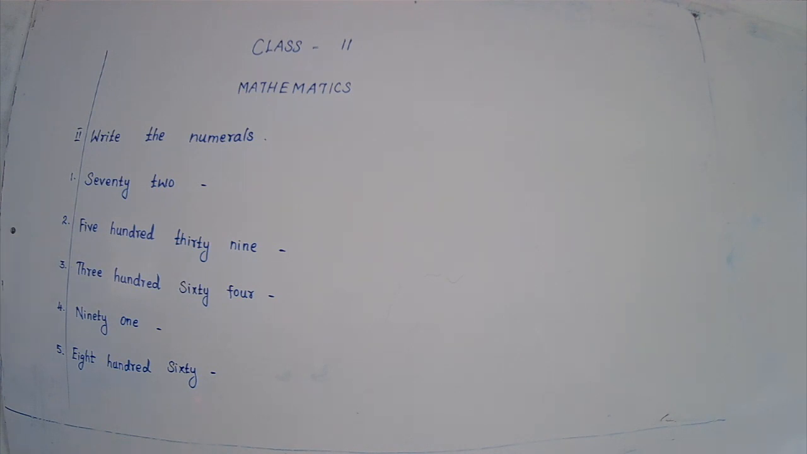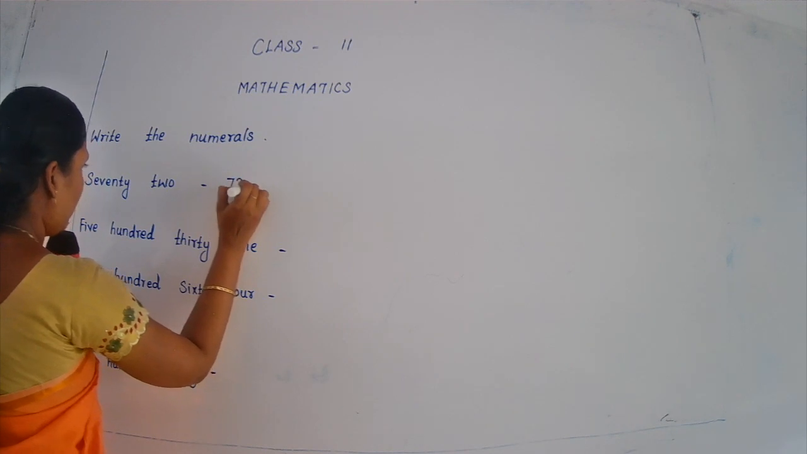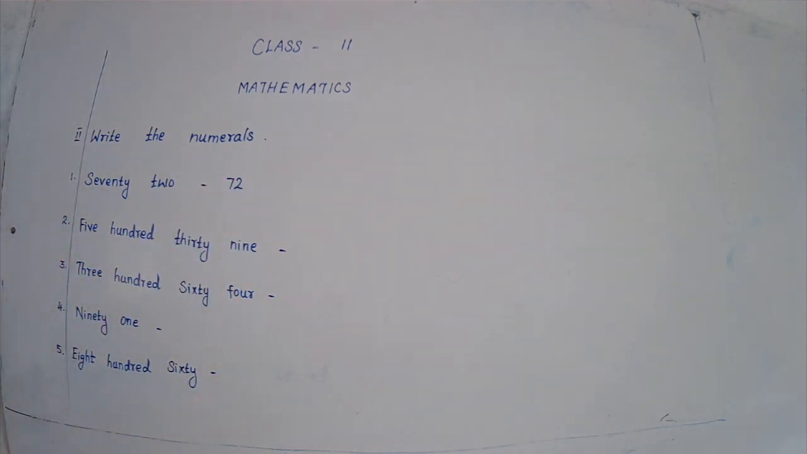I'll let you see the board. The first one, 72. SEVENTY. Is 72 a 1-digit number, 2-digit number or 3-digit number? 72 is a 2-digit number. How do you write 72? 72 is called seventy-two.